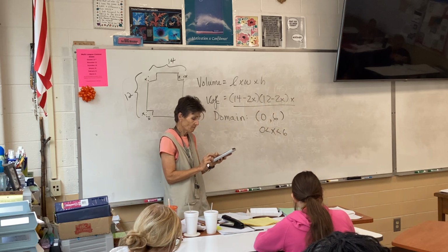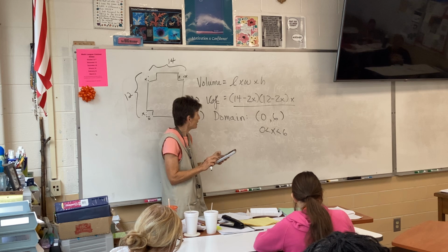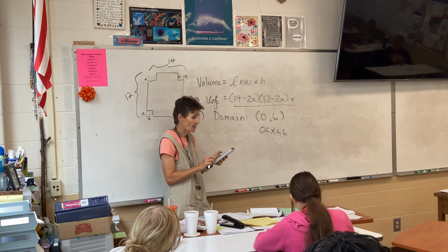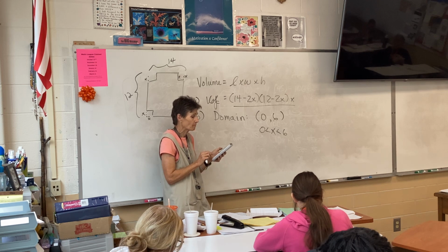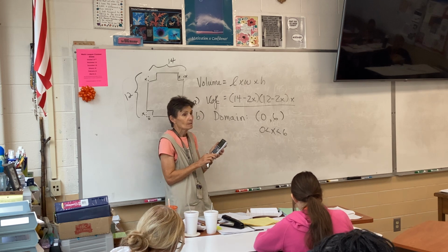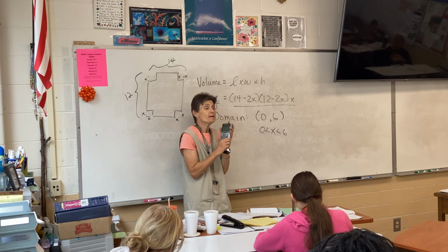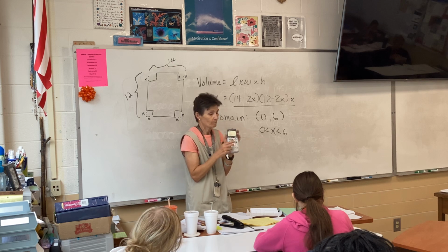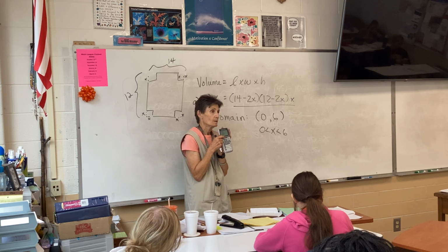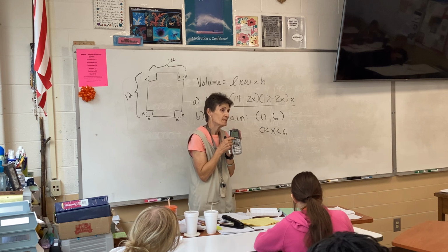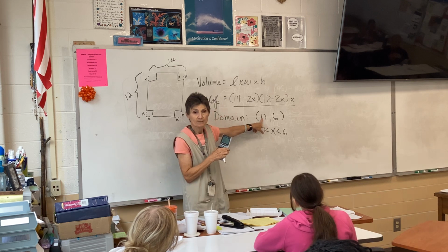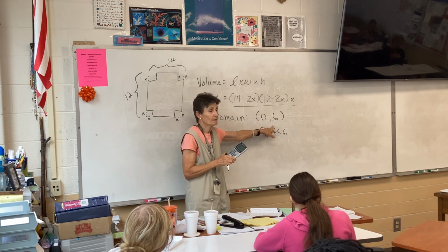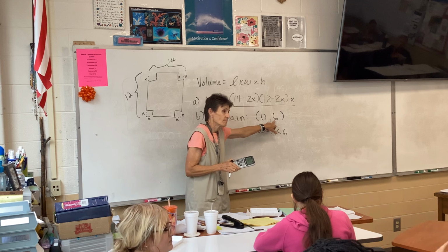So 12 minus 2x, 14 minus, I put in the parentheses. You don't need to multiply it out. That would be a waste of time. Before you hit graph, go to window. What do you think x min should be? 0. What do you think x max should be? 6.